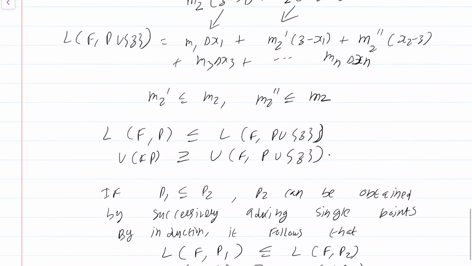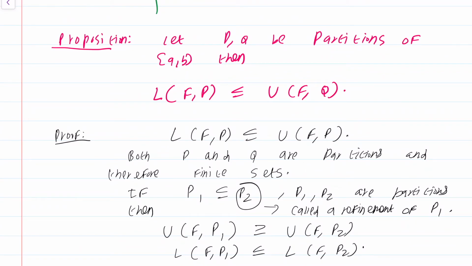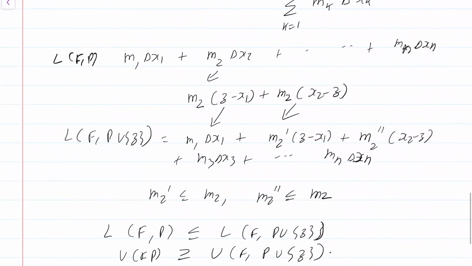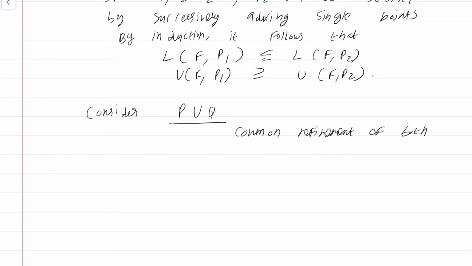Now, we might have been derailed from our original track. Our original track was to prove that L(f,P) is less than or equal to U(f,Q). Well, that's easy, from what we have shown now. Consider P union Q. So this is a common refinement of both P and Q, right? So this is a partition that contains both P as well as Q.